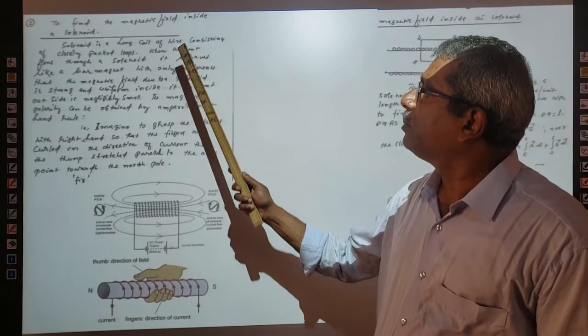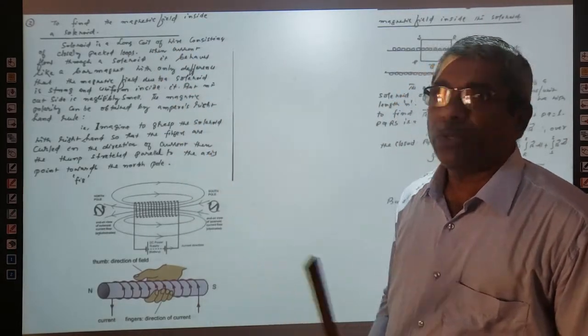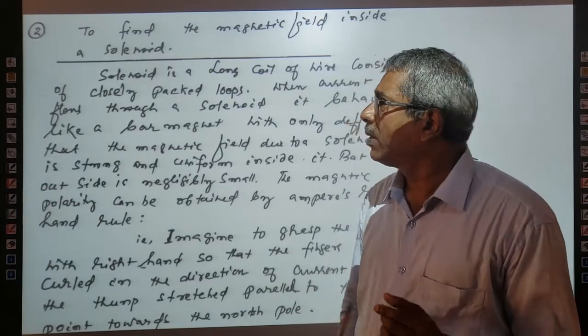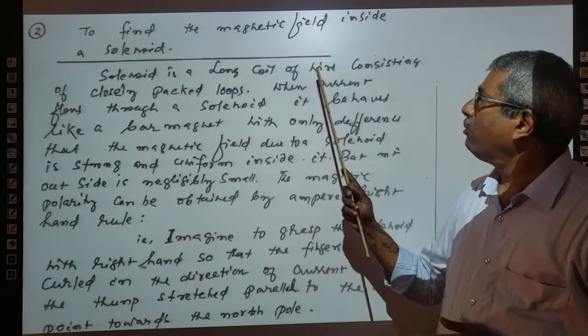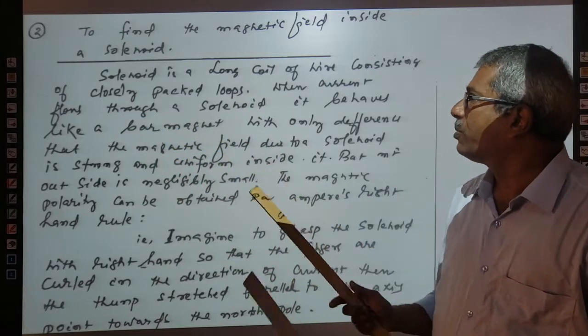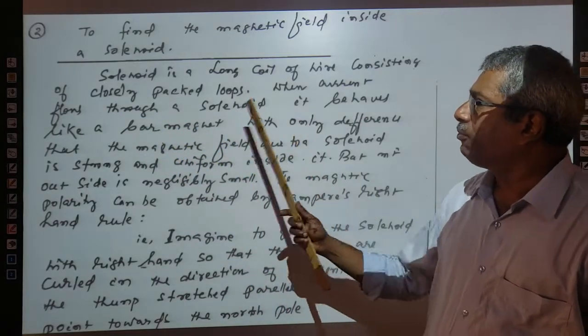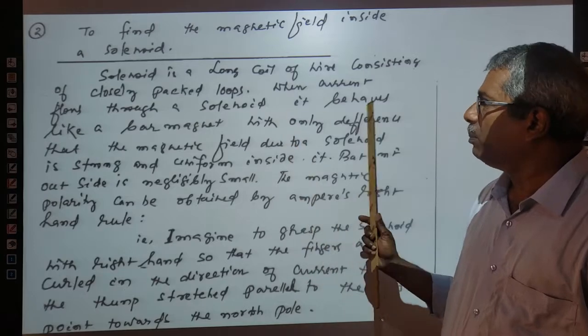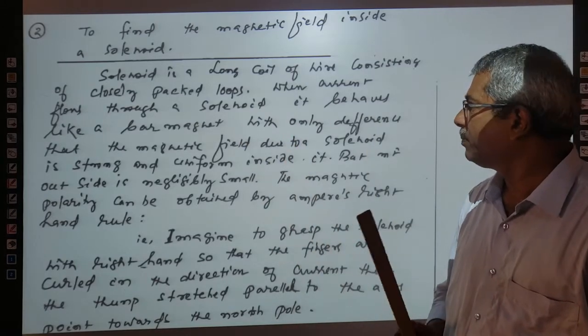Going to explain you about a solenoid. A solenoid is a long coil of wire consisting of closely packed loops. When current flows through a solenoid, it behaves like a bar magnet.